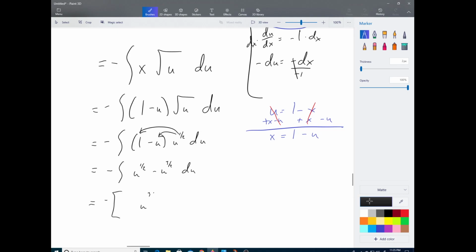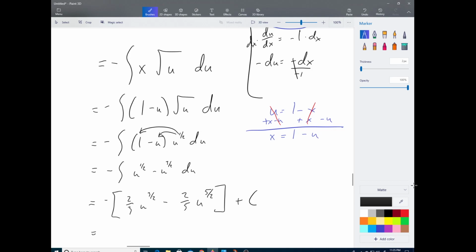We add 1 to the power, multiply by the reciprocal. We add 1 to the power, multiply by the reciprocal. And don't forget your plus c on the outside. When you take your basic skills test, which you are going to do next week, basic skills for integrals, I will not count you right if you forget your plus c on a definite or an indefinite integral.